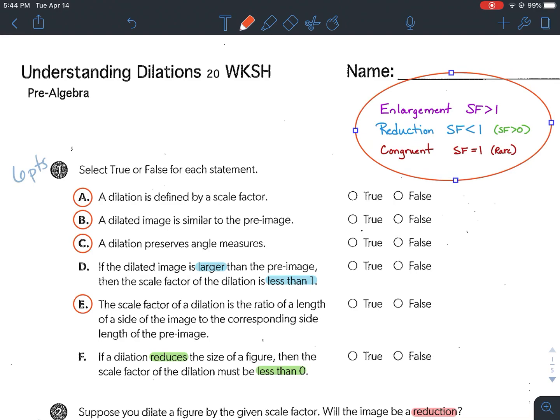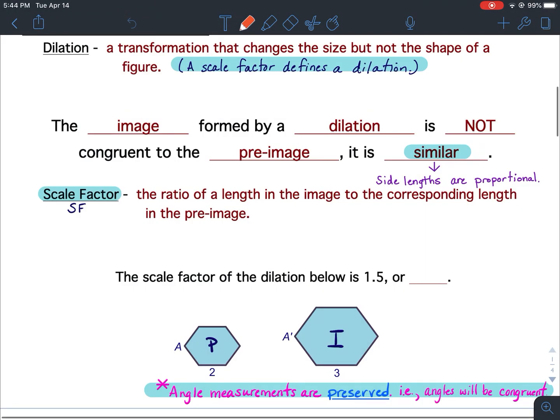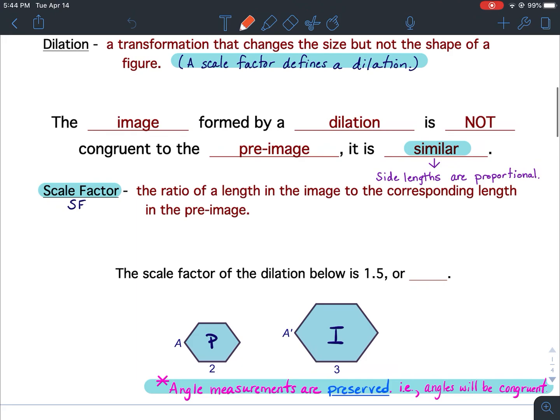For A, B, C, and E, you're going to use your understanding dilations notes, the very first page where all the definitions are. In other words, let's look at A. Dilation is defined by a scale factor. Well, if I go over to my notes, I kind of covered up some things that you didn't need to, so it wasn't as busy.